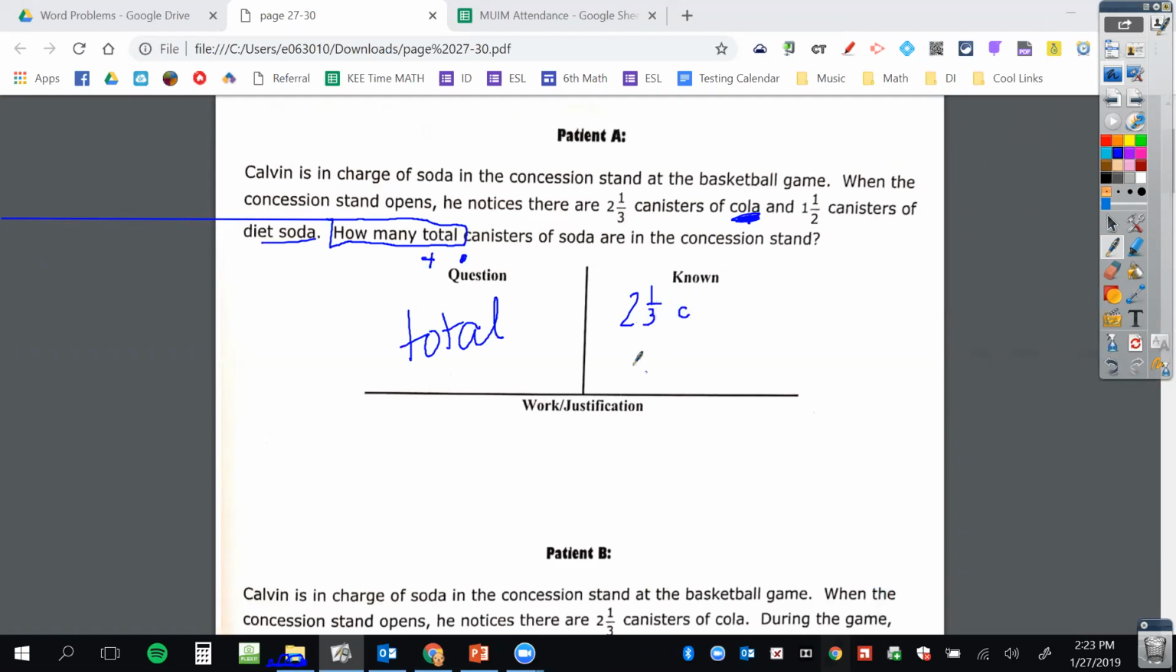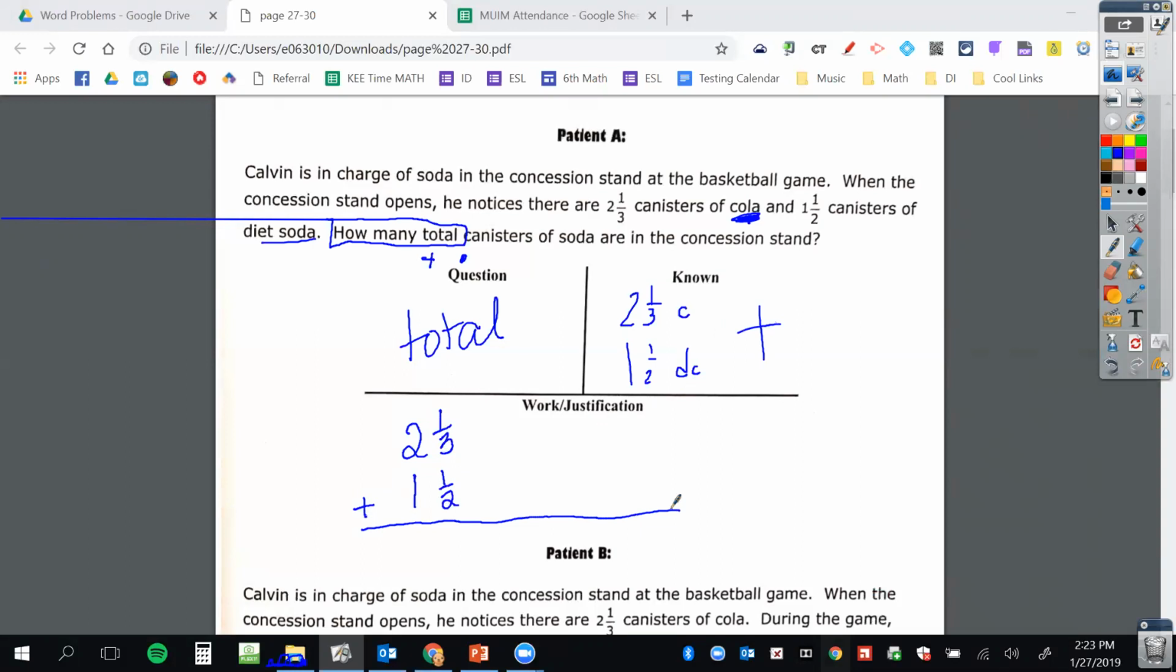I know I have 1 1/2 canisters of Diet Coke. And I know here "total" either means to add or multiply, but it's looking for how many cans are in the machine, so I know I'm going to add. So in this case, now we would have to come over here and show our work. So 2 1/3 plus 1 1/2.